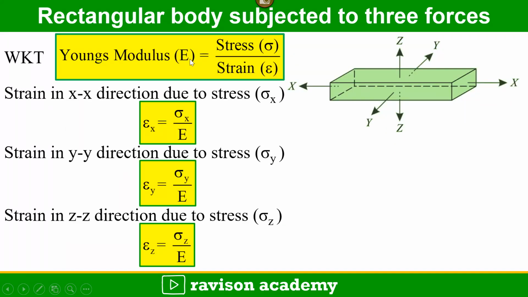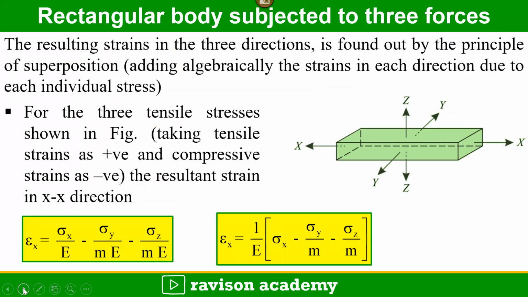We know that Young's modulus of the material is stress by strain, that is E. From this we can equate the strain in the x direction due to the stress, epsilon x equal to sigma x by E. Similarly, strain in y direction due to the stress sigma y, epsilon y equal to sigma y by E. And similarly in z direction we can take epsilon z is equal to sigma z by E. This E is nothing but the Young's modulus of the material.